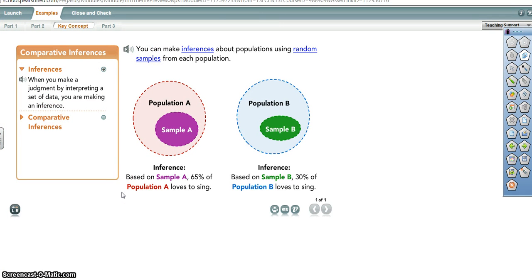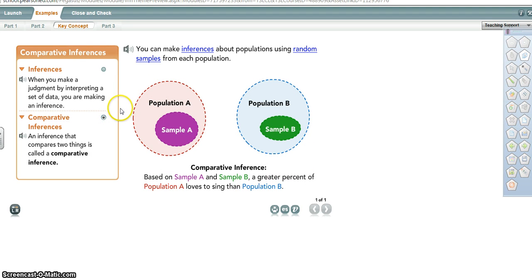An inference is when you make a judgment by interpreting a set of data. When you make a judgment by interpreting a set of data, you are making an inference. So an example would be if you study population A, or sample A, and 65% of the sample likes to sing, you could assume or educatedly guess that 65% of the whole population likes to sing. If you take this small green sample and you find out that 30% like to sing, then you would make an educated guess that 30% of the whole population in the bigger bubble would also like to sing.